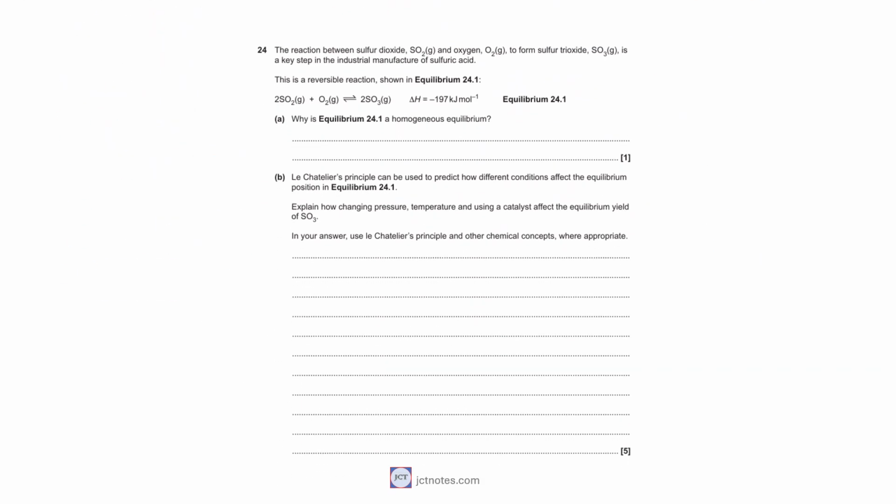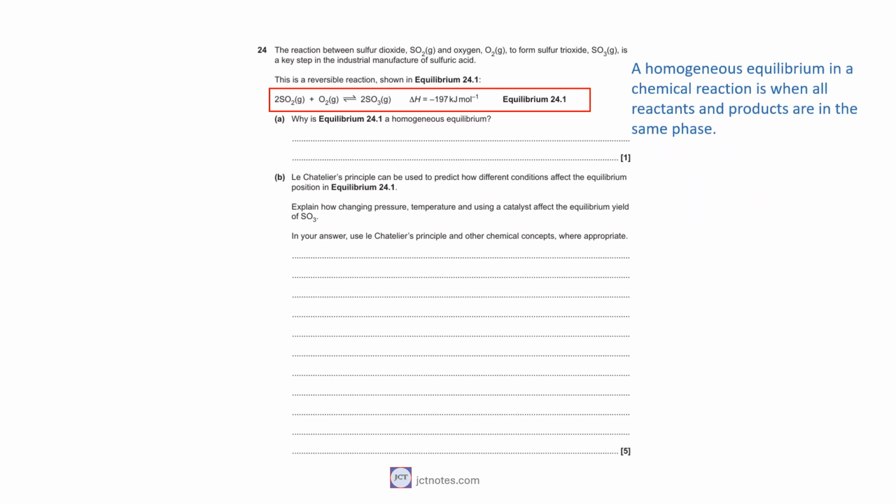In question 24 we have the reaction of equilibrium between sulfur dioxide and oxygen to form sulfur trioxide. There are 2 questions. In the first question we are asked why the given equilibrium is a homogeneous equilibrium. A homogeneous equilibrium in a chemical reaction is when all reactants and products are in the same phase. In this case, all are gases. In the second question, we are asked to explain how changing pressure, temperature, and using a catalyst affect the equilibrium yield of sulfur trioxide, using Le Chatelier's principle and other chemical concepts.